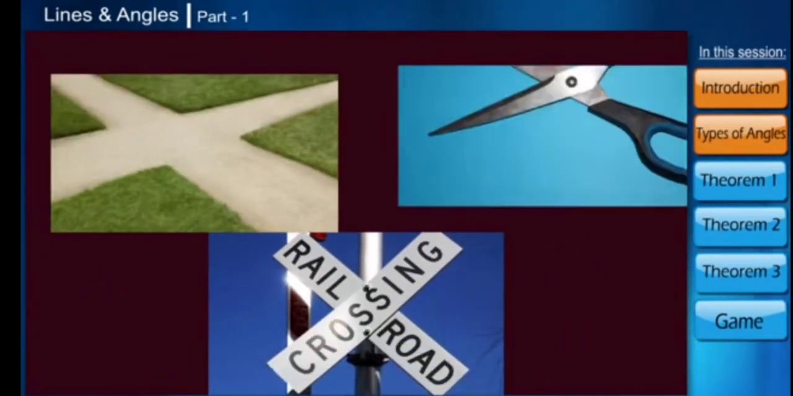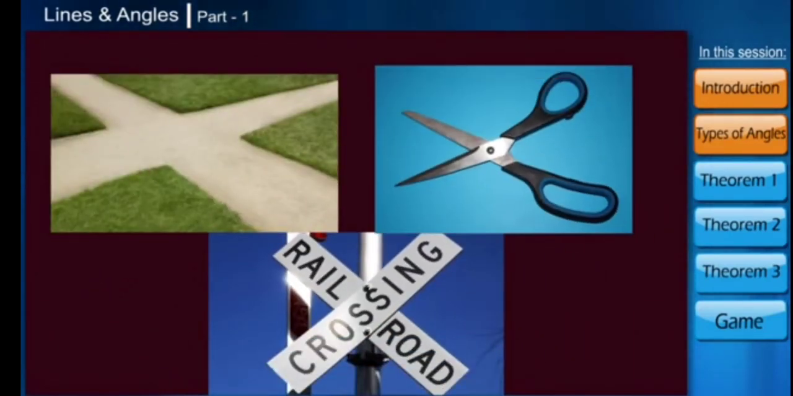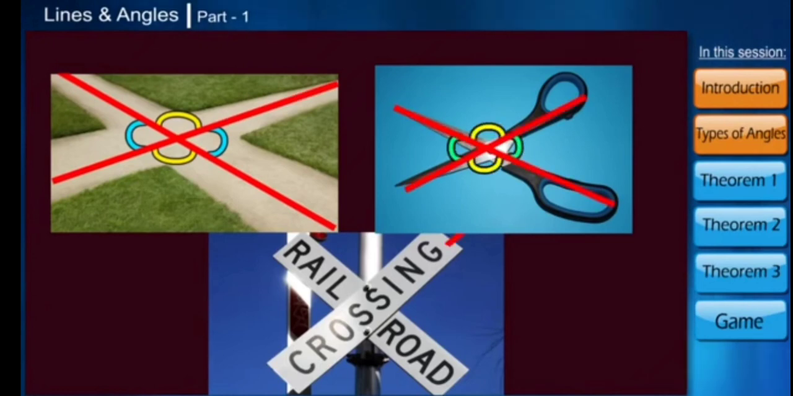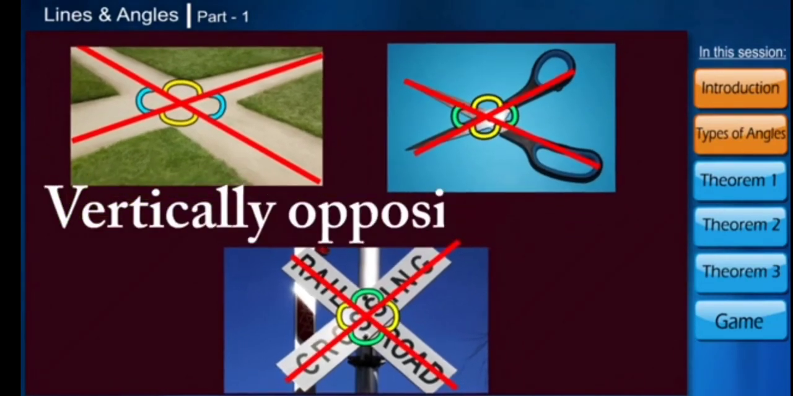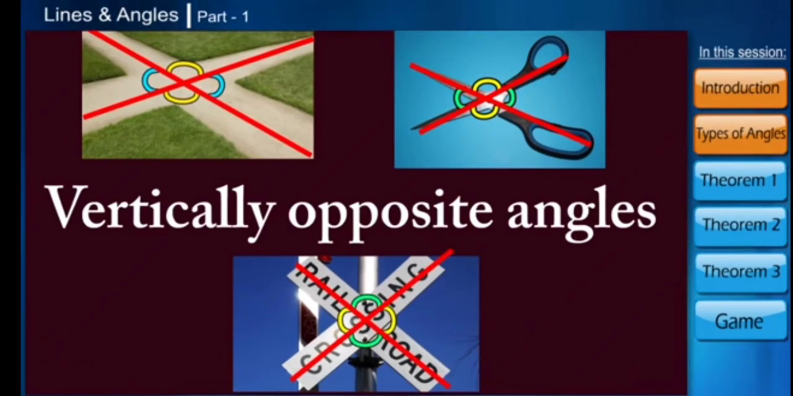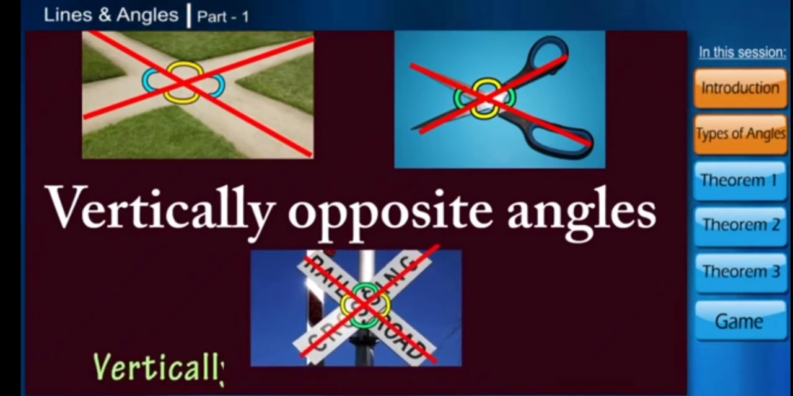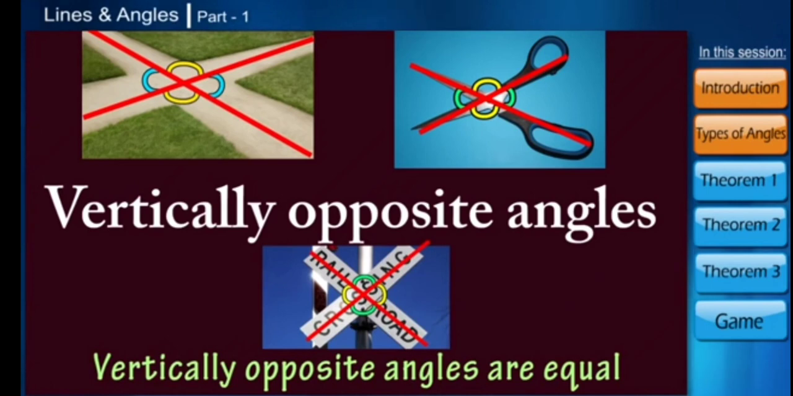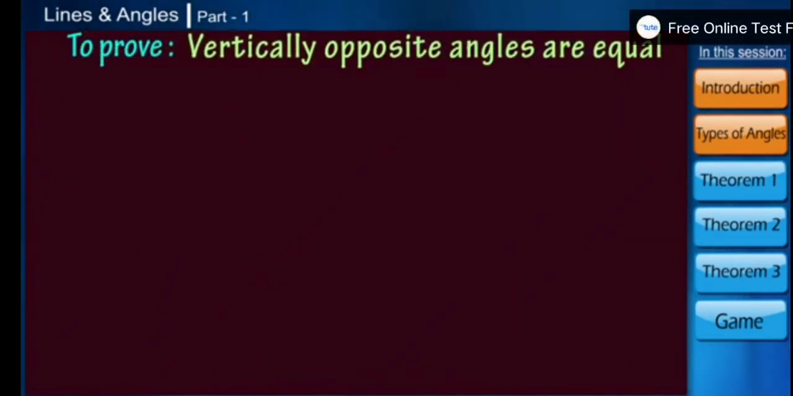Let's see few of these day-to-day images. Well, in here, one more type of angle can be observed, and these are called vertically opposite angles. Now here the fun fact is that the vertically opposite angles are always equal. Now if you don't believe me, I can prove that for you.